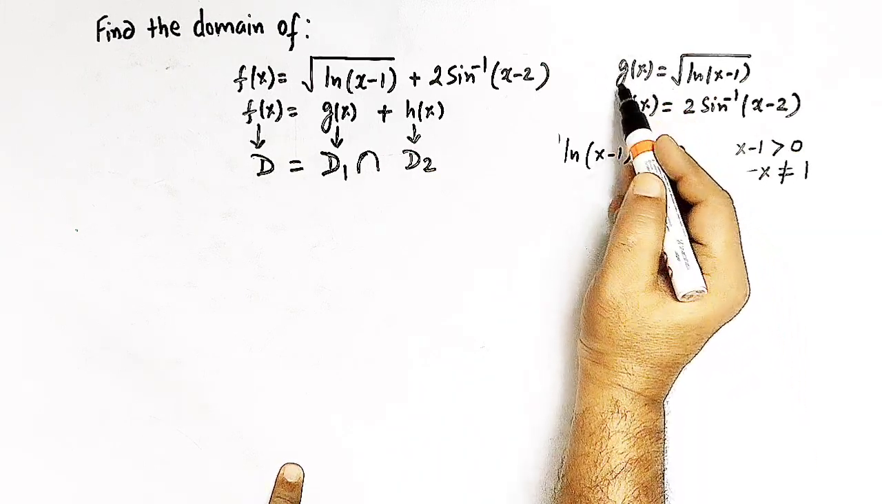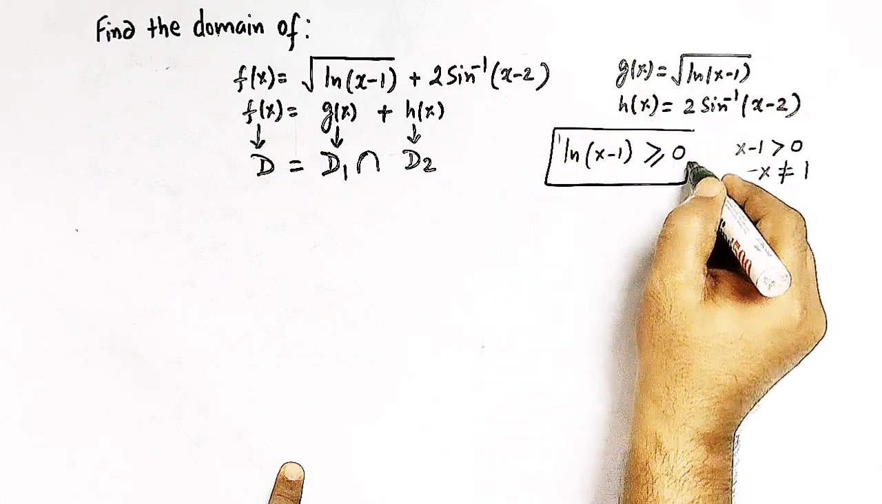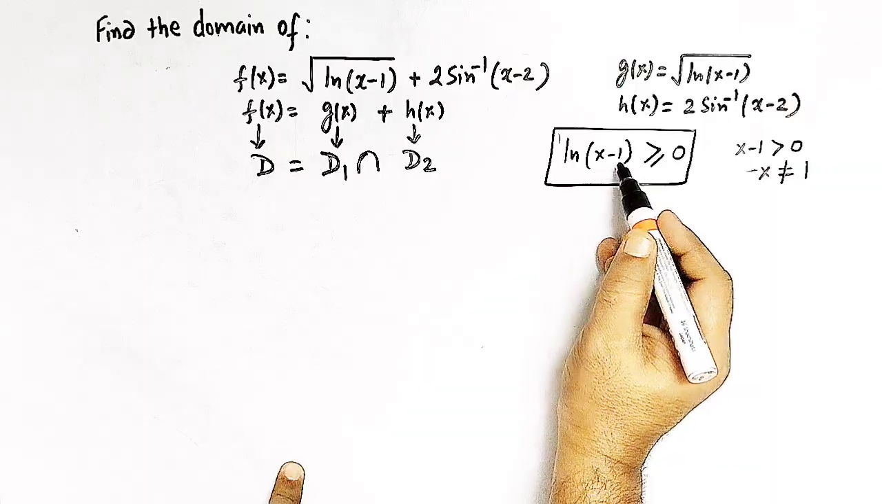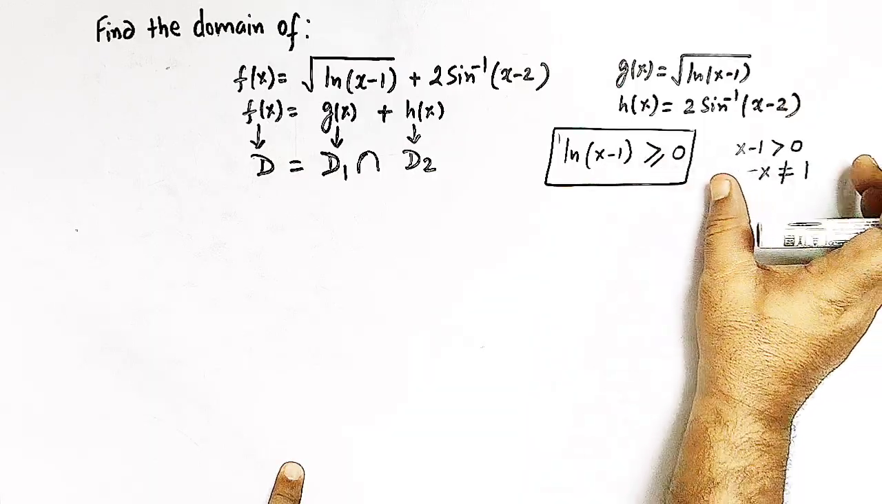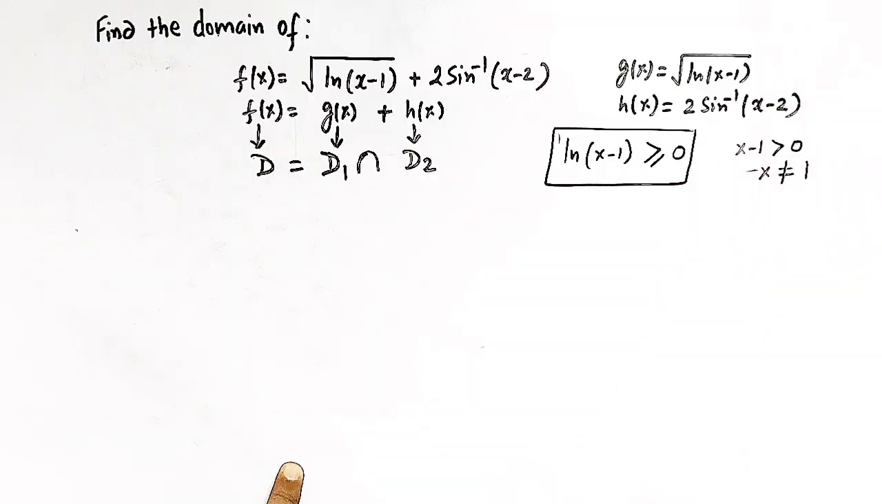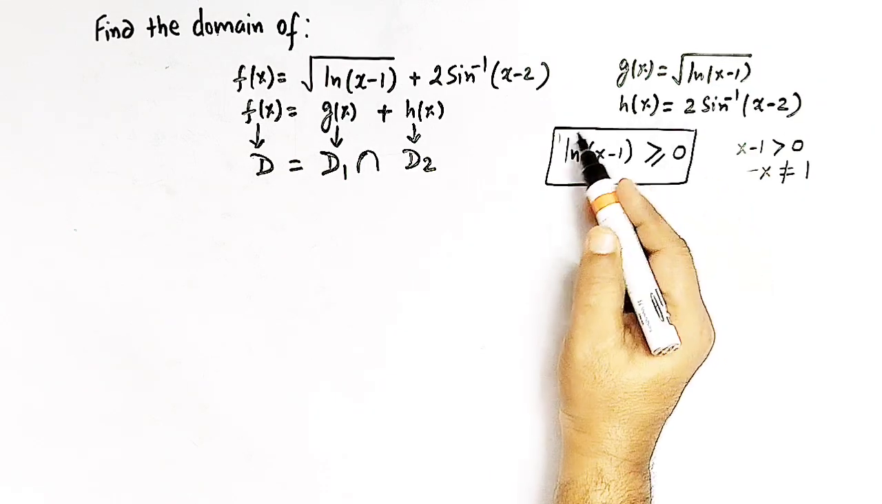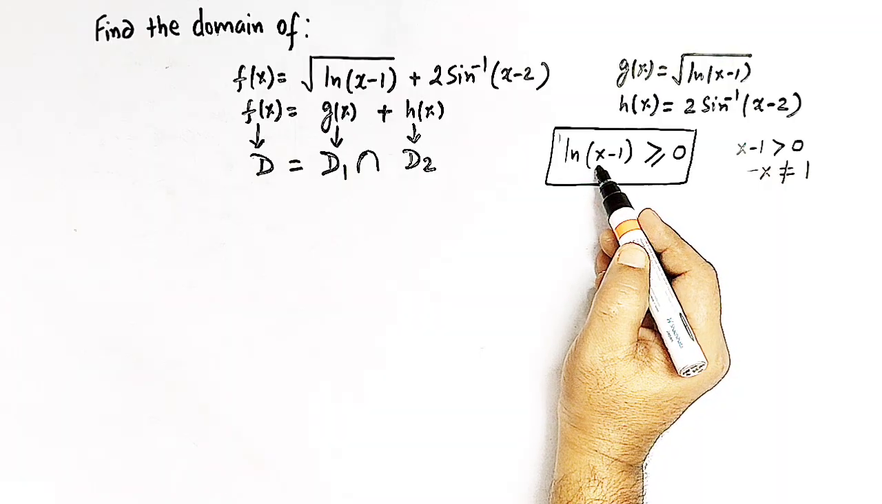So the domain of g of x is given by this condition, that is natural log of x minus 1 is greater than or equal to 0, along with x minus 1 is greater than 0 and x is not equal to 1. So now we have to solve this inequality to get the values of x, right?